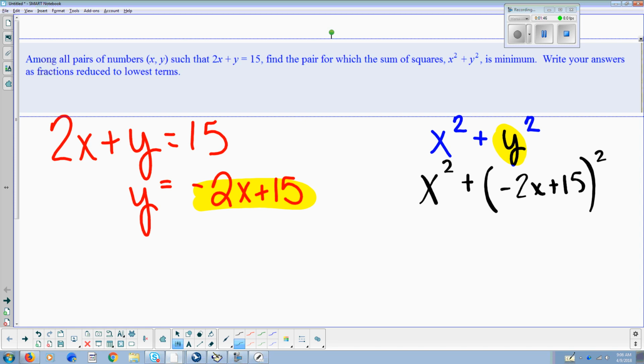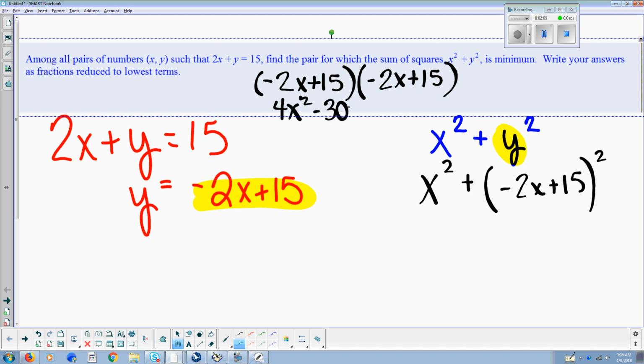Now, if I square a binomial, I know that I'm really multiplying the binomial by itself, so I'm foiling it with itself. So I'm foiling negative 2x plus 15 times negative 2x plus 15. Multiplying the first terms, I get 4x squared. Outer terms, negative 30x. Inner terms, negative 30x. And last terms, 15 times 15. That's 225.